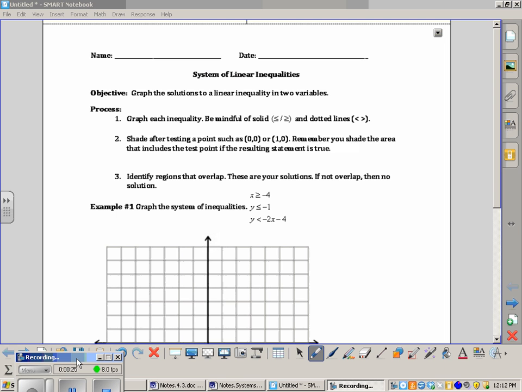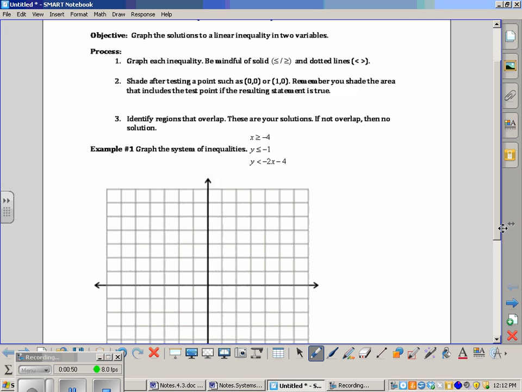It says graph each inequality. Be mindful that solid lines are the less than or equal to and greater than or equal to, and the dotted lines are just the less than or greater than. Shade after testing a point such as 0, 0, or 1, 0. Remember to shade the area that includes the test point if the resulting statement is true.